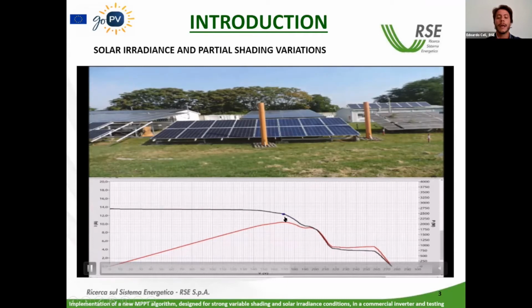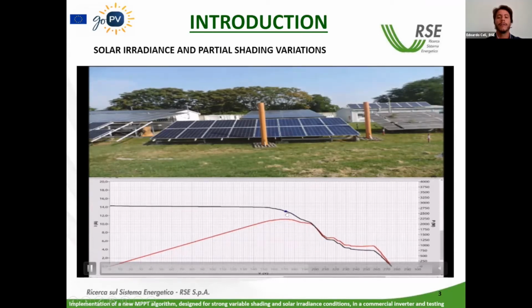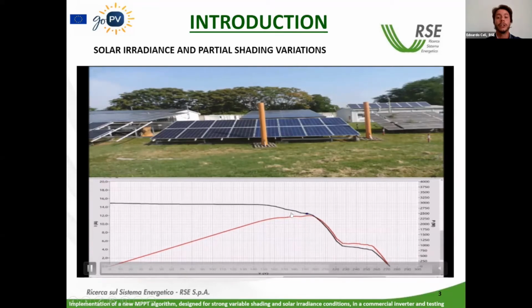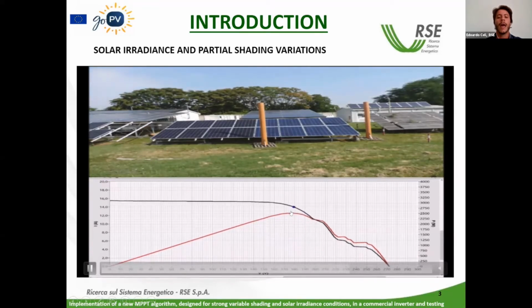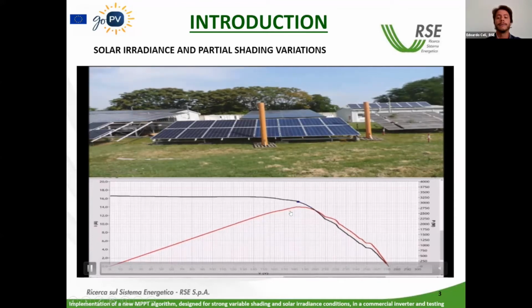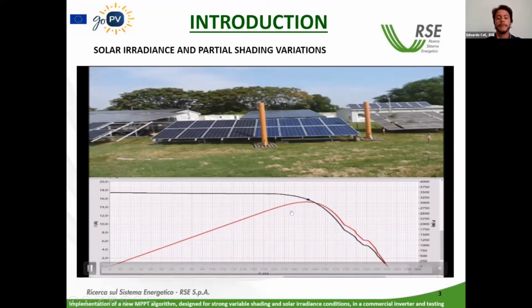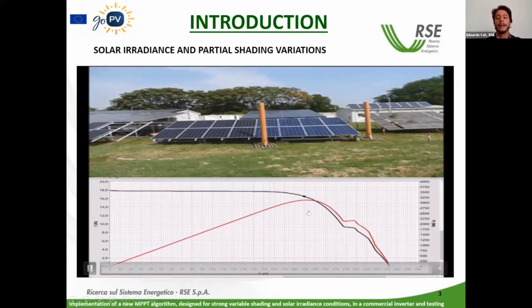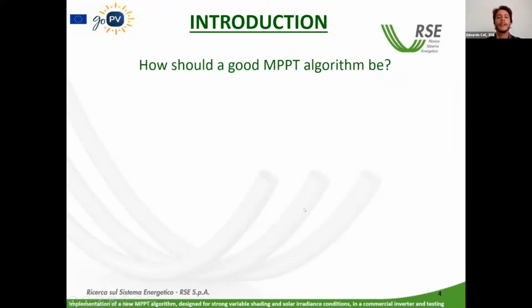And as we can see, the maximum power point, the blue point on the video, continues to change its position along the IV curve. Under this condition, the MPPT algorithm has very big difficulties finding the correct coordinates. So the question is, how should a good MPPT algorithm be? It should be certainly precise in order to find accurately the coordinates in current and voltage of the maximum power point along the IV curve.